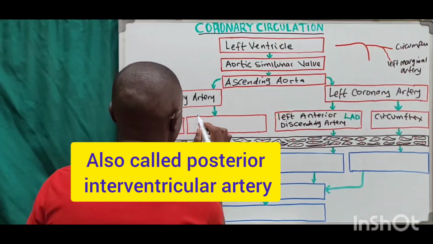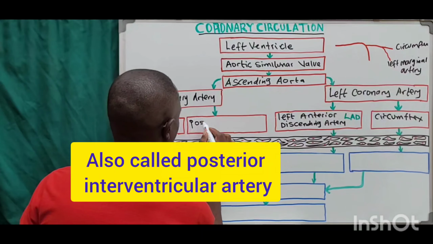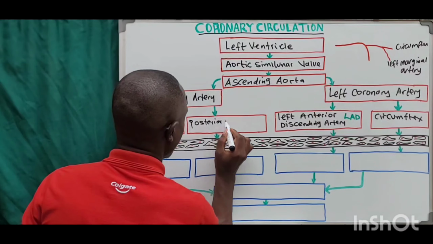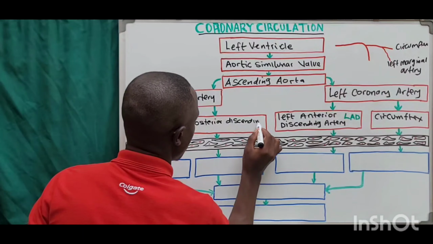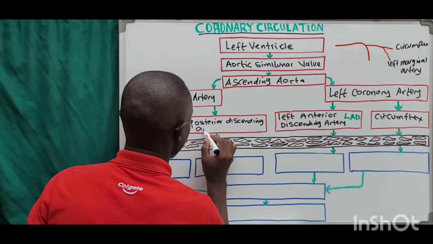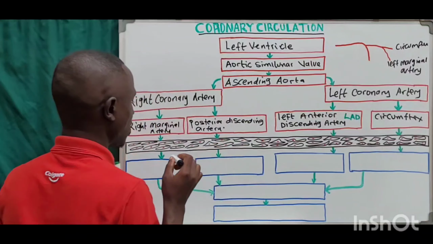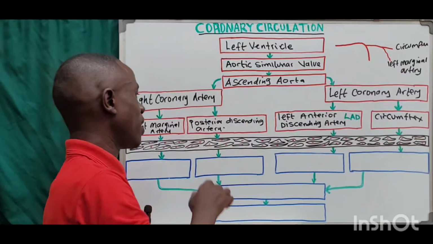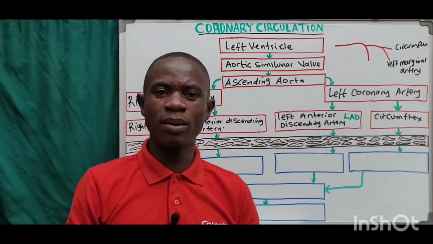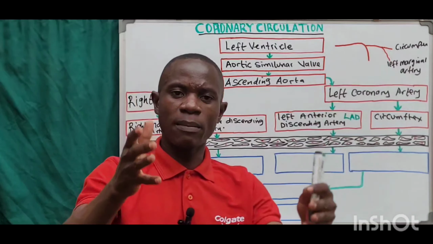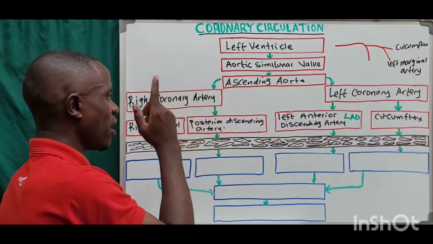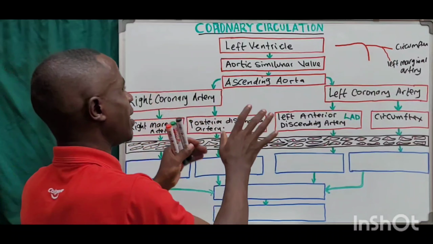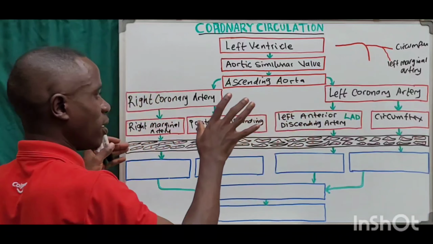Okay, the posterior descending artery. Super, very important, supplying what we call the right myocardium, the right ventricle, and even some portion of the septum. Okay, super very important.